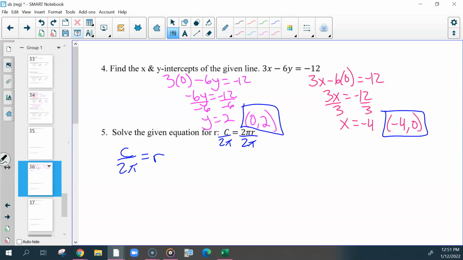And then you can do the same thing to find your x-intercept. Put 0 in for y. 3x equals -12 would be left. Divide everything by 3, and -4 would be your x-intercept. So -4, 0.